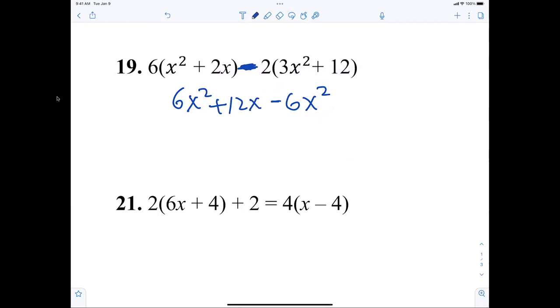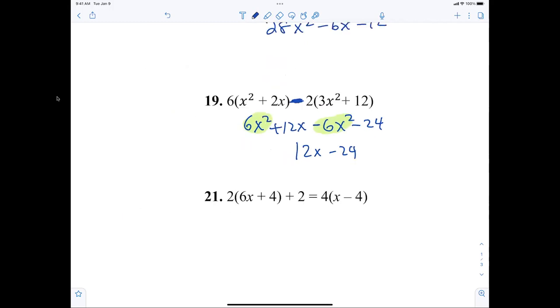Minus 24. Okay, now what happens? The two 6x squared simply cancel each other. And then the positive 12 and the minus 24 become negative 12. There we have it. Minus 12x.